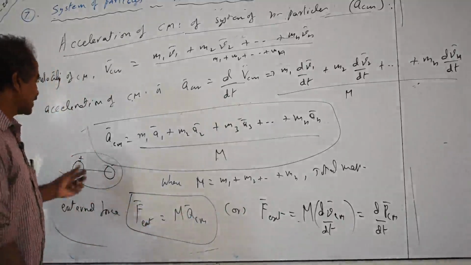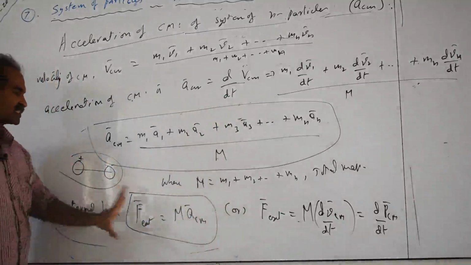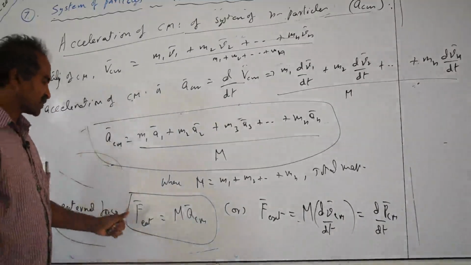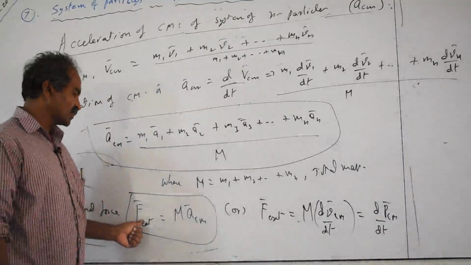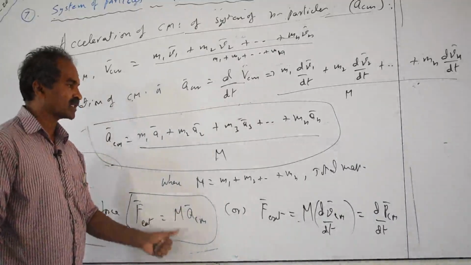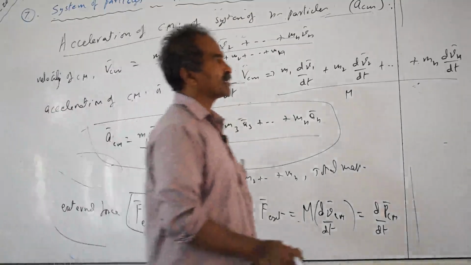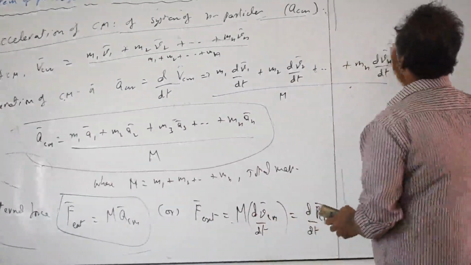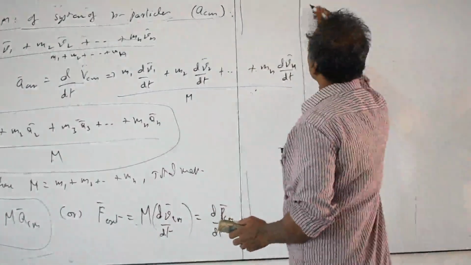Internal forces, like attraction and repulsion between the objects, do not affect the center of mass. That point is important here. If there is no external force, what happens? If there is no external force, then external force is equal to 0. Then the acceleration of the center of mass is 0, or momentum or velocity remains constant. The total mass is anyway constant. So that point is important here.